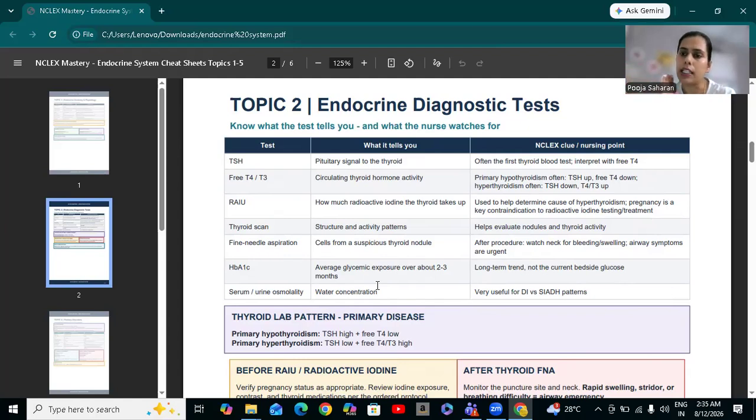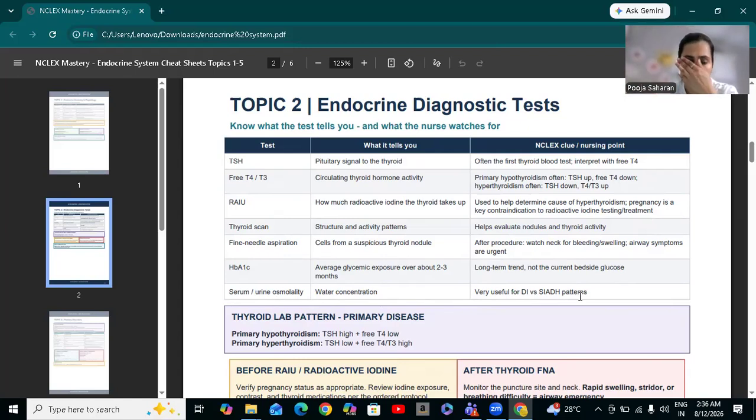So if we are saying serum osmolality, we are talking about blood concentration. If we are talking about urine osmolality, we are talking about urine. Yes. So why are we doing it? To see the water concentration. Yes. Next, very useful for diabetes insipidus and SIADH. Ma'am, what are these terms? Don't worry. Later on, we're going to come to know about these two.